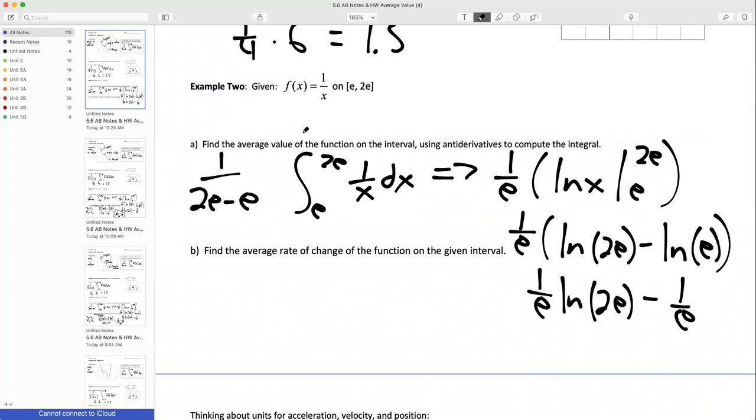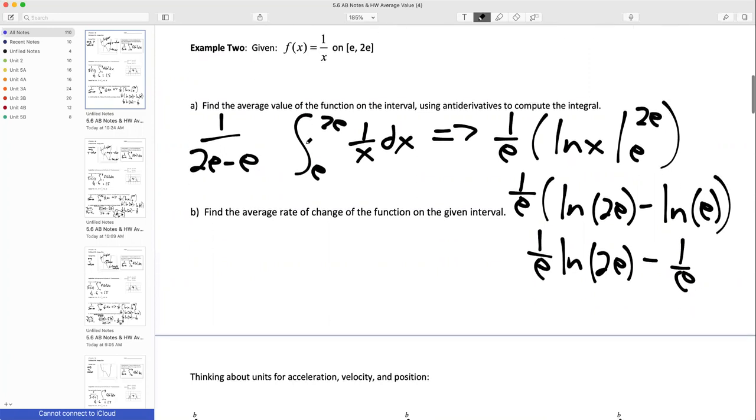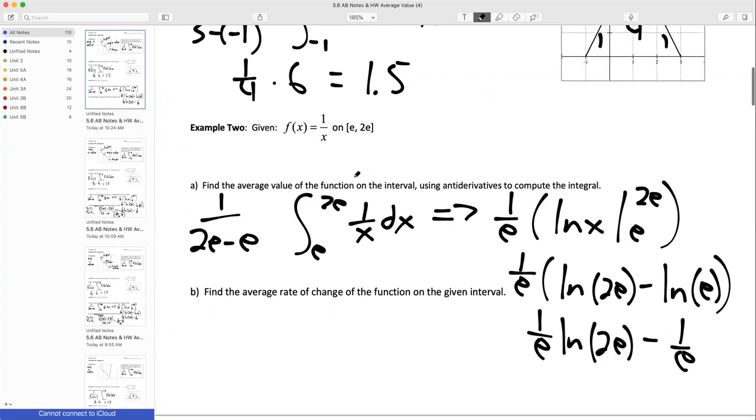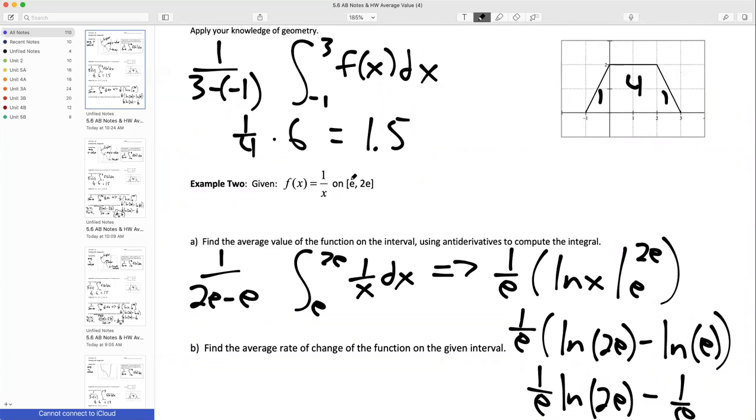So why do we do anti-derivatives instead of just what we did before? I'm confused about what you're asking. Oh, okay, the difference. We did something different on the first one, didn't we? Okay, here's the difference. This is all we did.